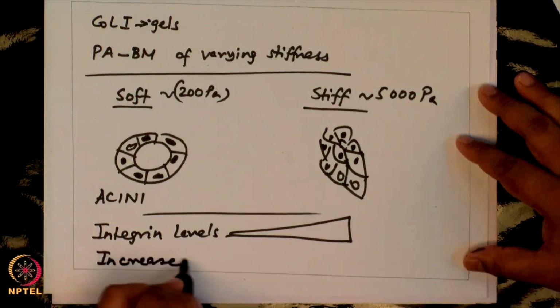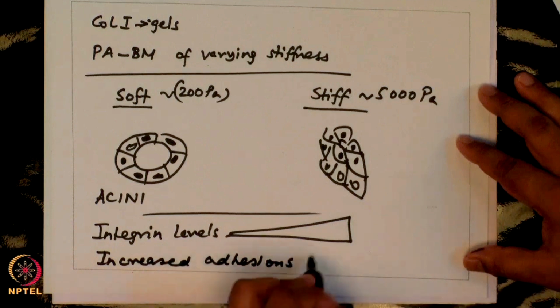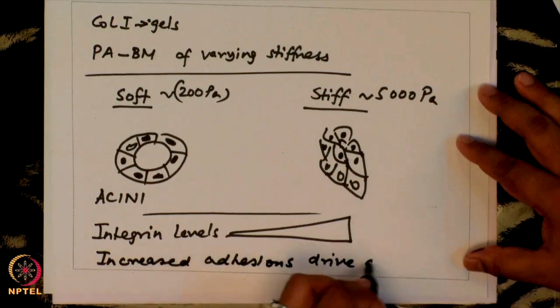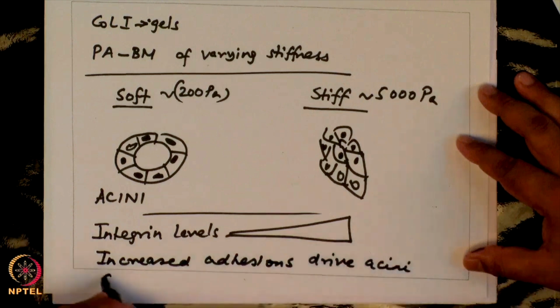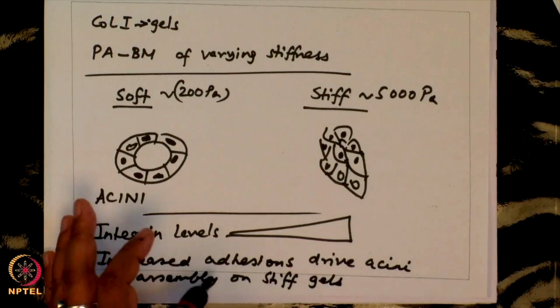So, this suggests that increased adhesion drives acini disassembly on stiff gels.